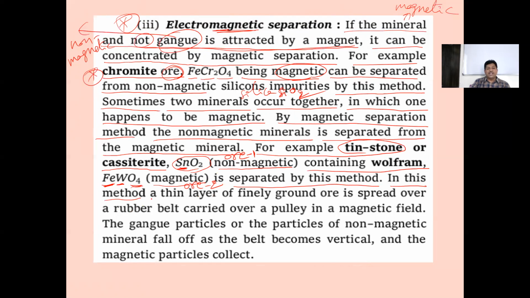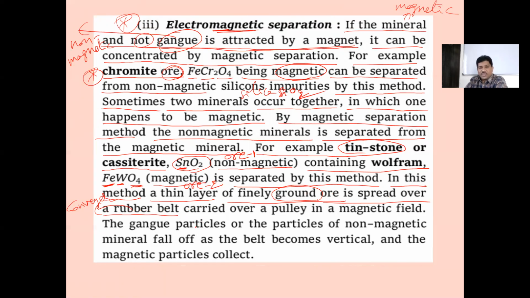In the electromagnetic separation method, a thin layer of finely ground ore is used. Ground means powdered. After grinding, the ore is called the ground ore. So a thin layer of finely ground ore is spread over a rubber belt, which we call a conveyor belt. The finely ground powder is put on the conveyor belt.